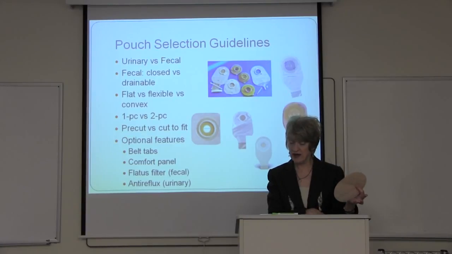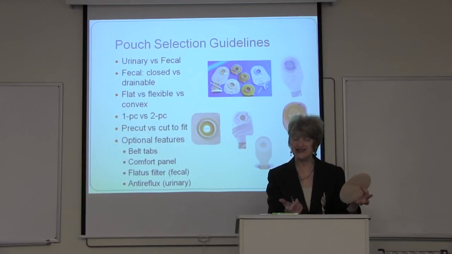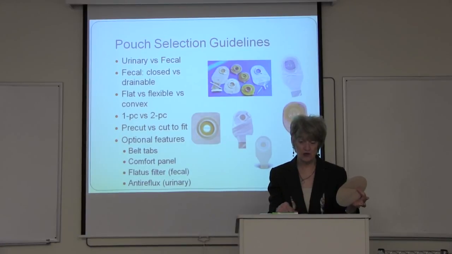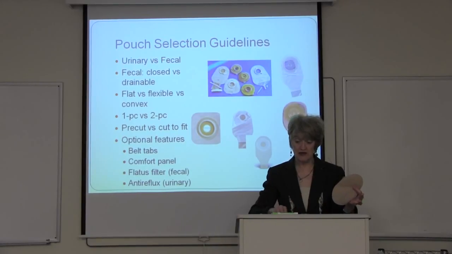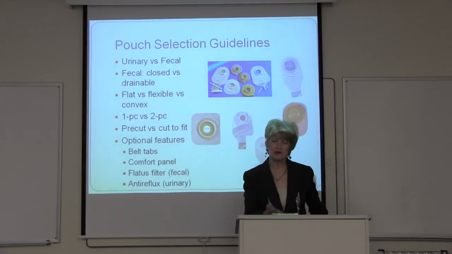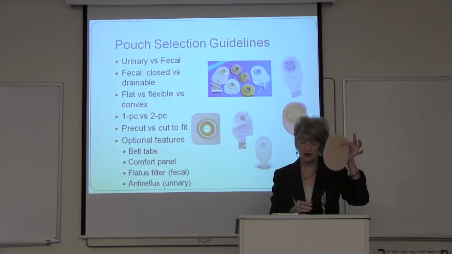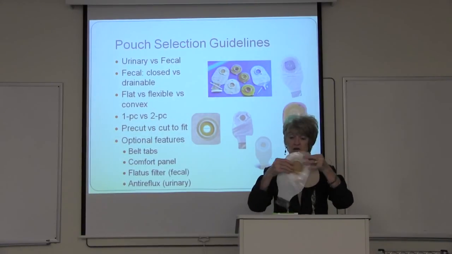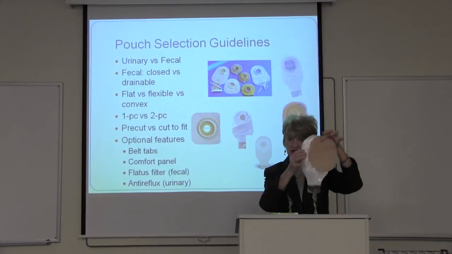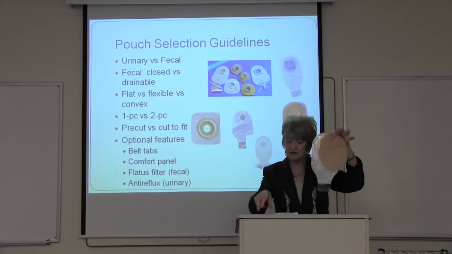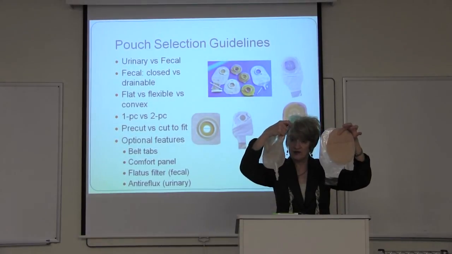Think about a closed-in pouch for someone who has very limited dexterity and has trouble manipulating the spout and draining the pouch, but would be able to peel off and apply. So fecal pouches come in drainable and closed-end. Urinary pouches, of course, come with a spout.